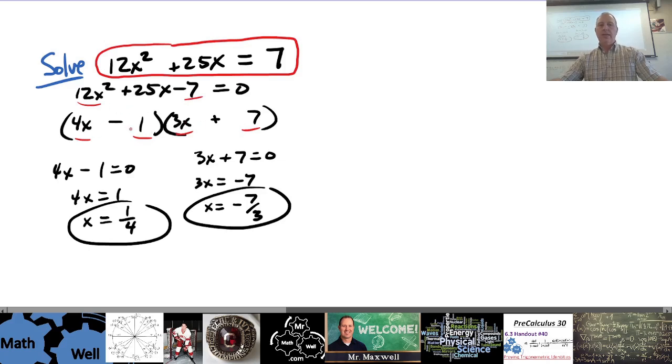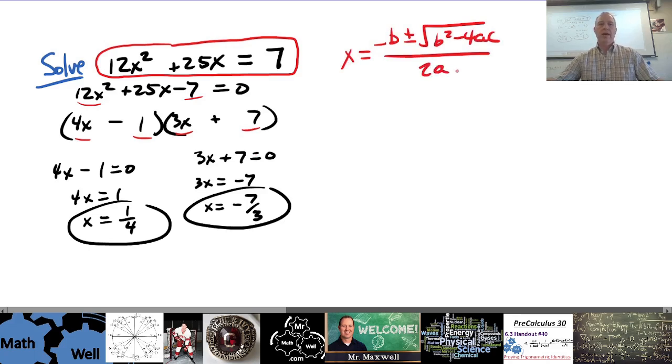Then we let each factor equal 0 to solve. This is done in the previous lesson. So let's see, x equals negative b plus or minus root b squared minus 4ac all over 2a. Okay, so there's the formula for finding the roots of an equation. Now, as long as we've got equals 0 here, and this is in standard form, I know that a equals 12, b equals 25, and c equals negative 7. So let's see if we can get to the same answers.